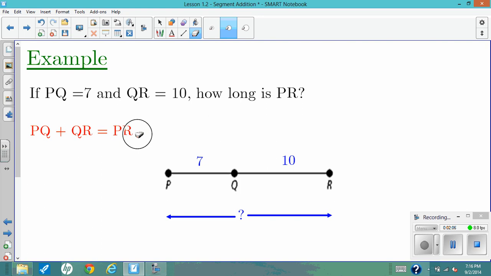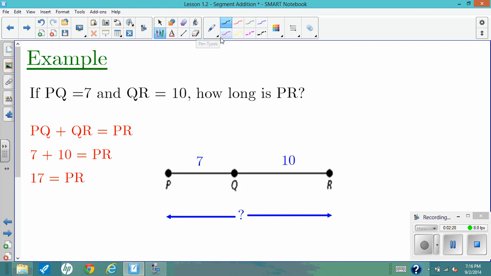And I know that the length of PQ plus the length of QR, the two smaller segments, should add up to be the length of the big segment PR. So I can write that equation and then I can fill in what I know. PQ is 7, QR is 10, and some simple arithmetic gives me that PR is 17. And you should always circle your answer, or box, or highlight.